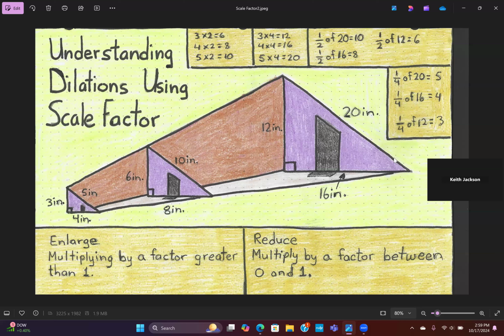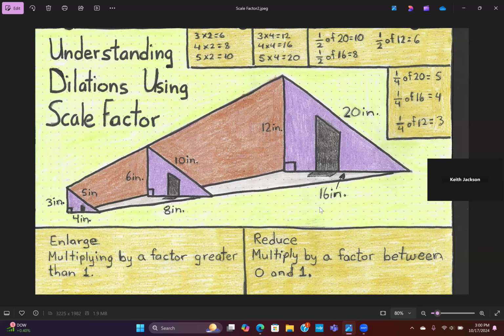And if we do the same thing, let's say with this big triangle, we wanted to scale it back or reduce it to the 3, 4, 5 triangle, all we have to do is just multiply all the dimensions of this triangle by 1/4 or divide by 4. And so 1/4 of 20 is 5, as you see right here. 1/4 of 16 is 4, as you see right here. And 1/4 of 12 is 3. And so this is how dilations work by way of scale factor. You're either going to enlarge the figure or you're going to reduce the size of the figure.